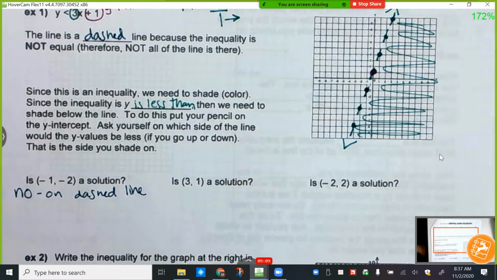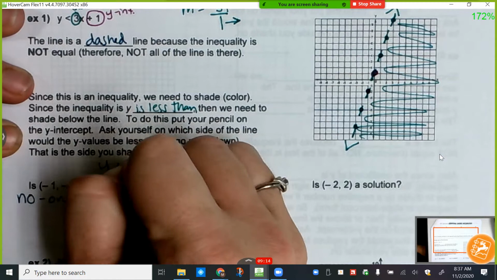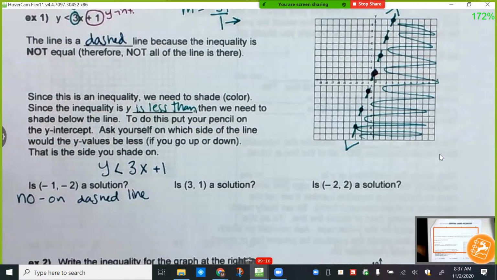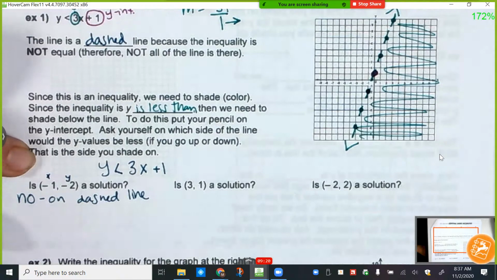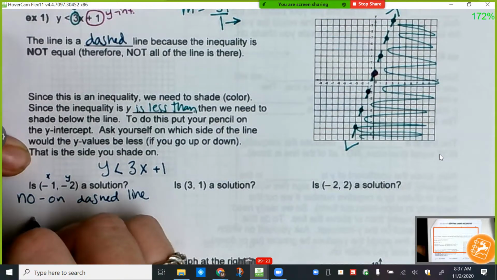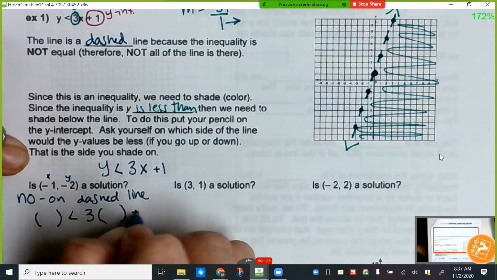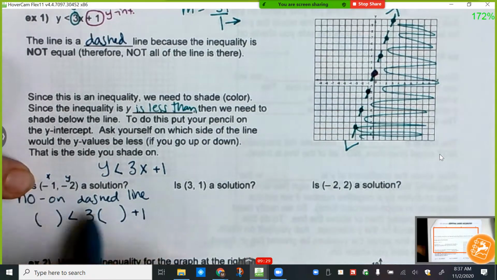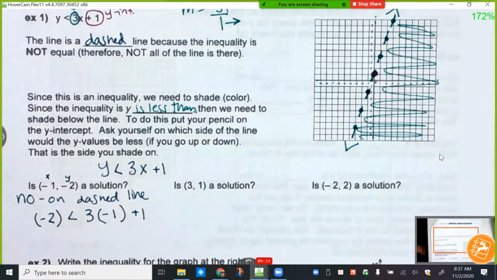Okay, now if I were to plug it into my equation, I'm going to rewrite my equation so we see it. Y is less than 3x plus 1. So if I plug it in, I want you to realize this is my x, this is my y. So I'm going to replace my letters with parentheses, and I'm going to plug them in. So x goes here with negative 1, y goes here with negative 2. Does that make sense, how I plugged it in?